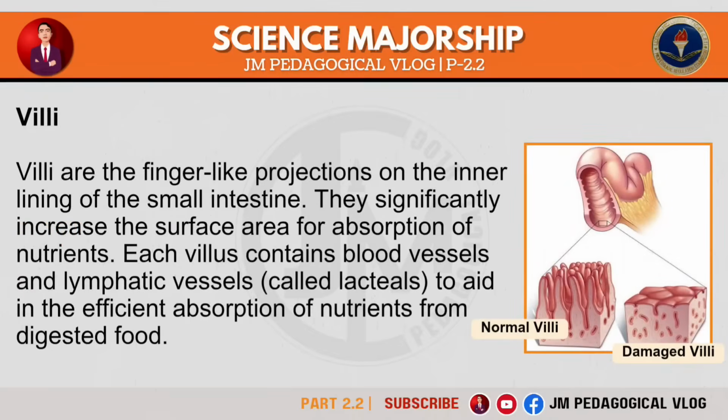Villi are the finger-like projections on the inner lining of the small intestine. They significantly increase the surface area for absorption of nutrients. Each villus contains blood vessels and lymphatic vessels, called lacteals, to aid in the efficient absorption of nutrients from digested food.